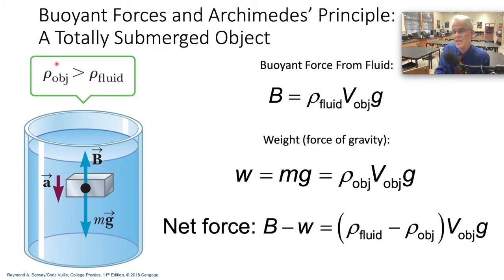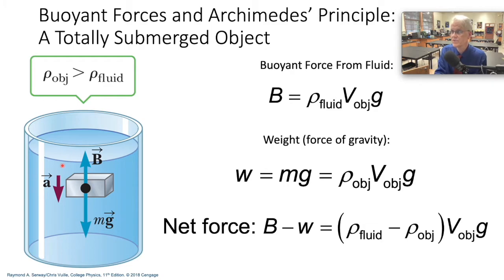If the density of the object is greater than the fluid, then using the same derivation as before, the density of the fluid being less than the density of the object makes this entire part here negative. So the net force is pointing down. It is negative. Our acceleration is pointing down.